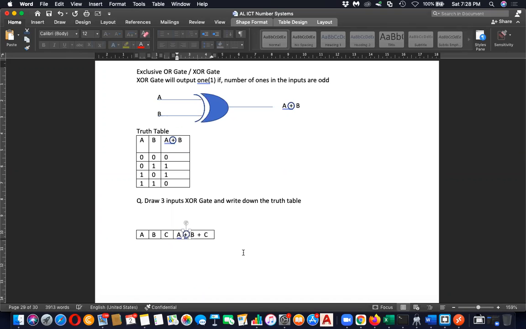Oh, it's not repeating. Okay, fill the truth table then.